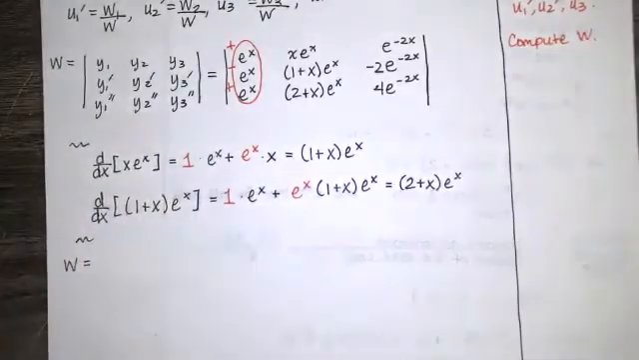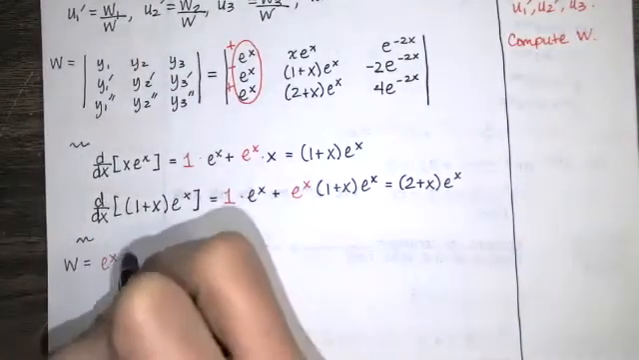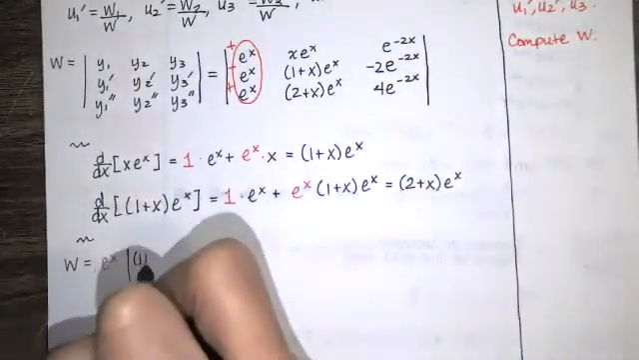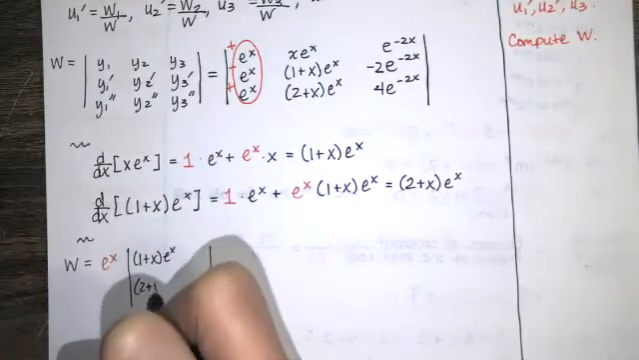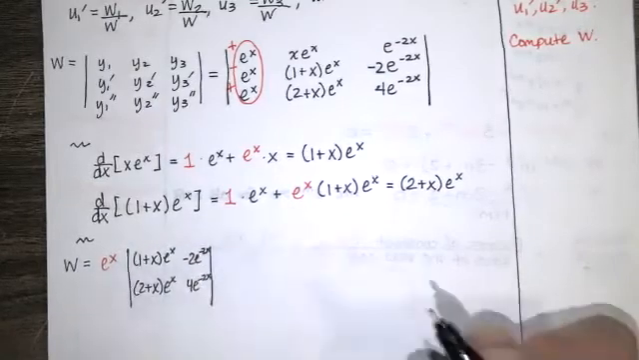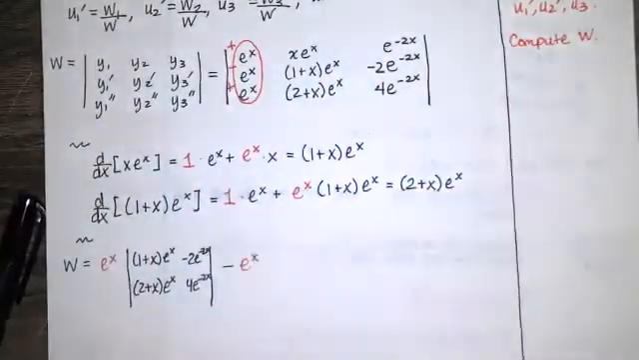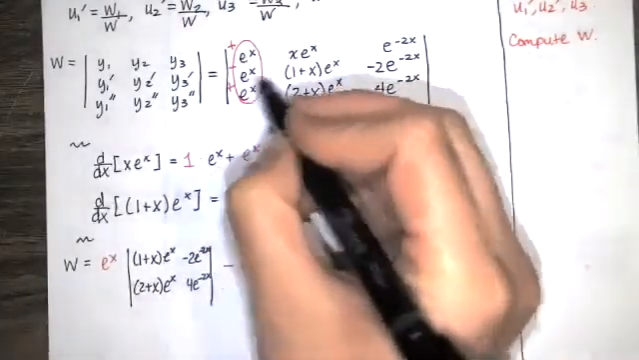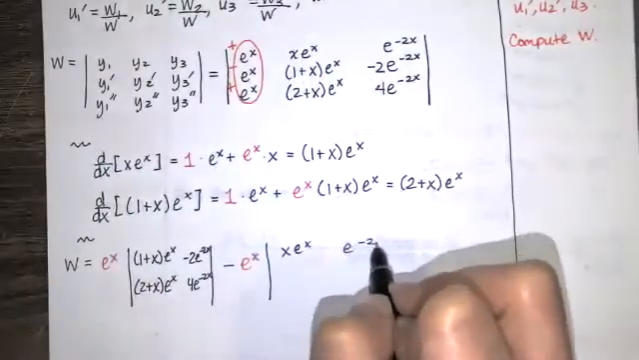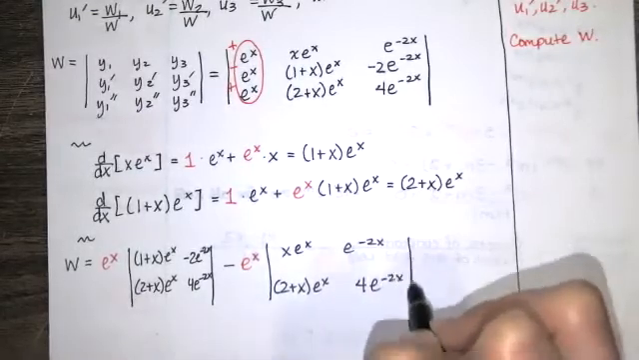So the Wronskian is equal to positive 1 times e to the x. And then we cross out the row and column containing e to the x, and you've got this 2 by 2 determinant. I'll just write down the determinant and we'll evaluate it in a minute. And then we're subtracting e to the x times, and you want to cross out the row and column containing this middle e to the x, and you've got an x e to the x, e to the negative 2x in the top row, and 2 plus x e to the x, and 4 times e to the negative 2x in the bottom row.